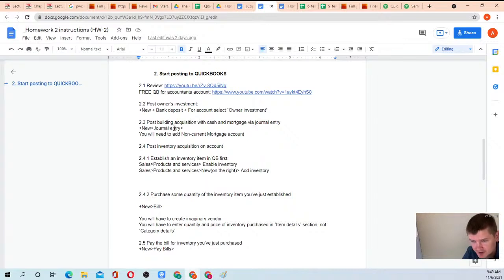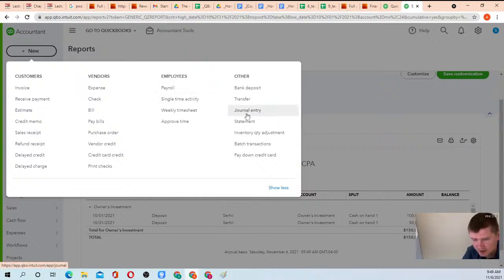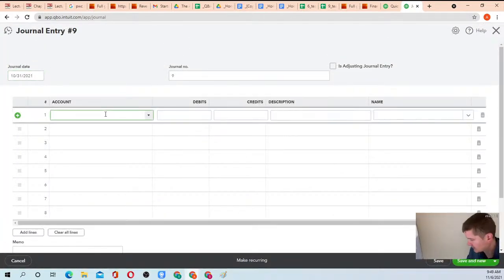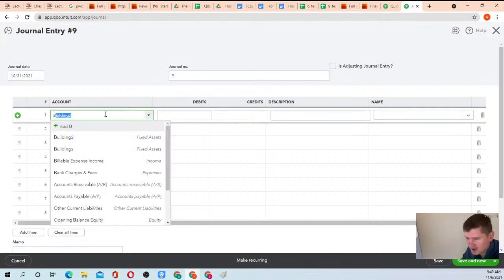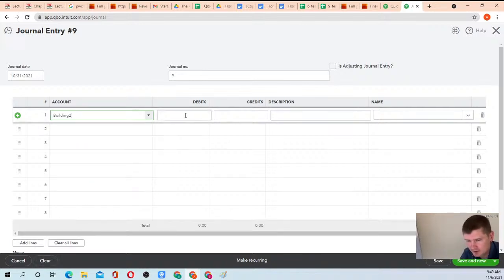Building acquisition through journal entry. I described every way to do the entry here. So to acquire a building, we do a new journal entry. And if you don't have some account, you need to add it to create it. So let's put Building 2. We got it for 200,000.